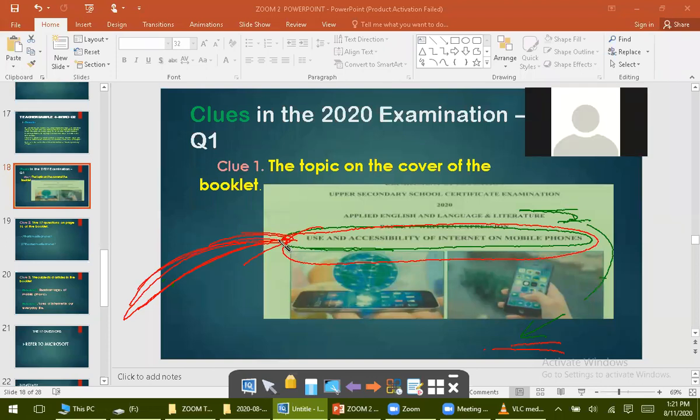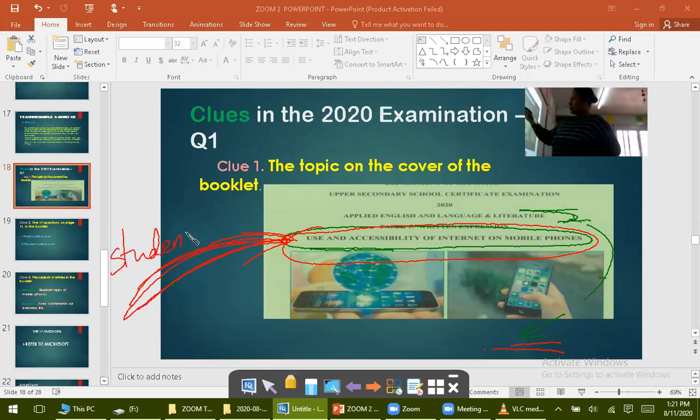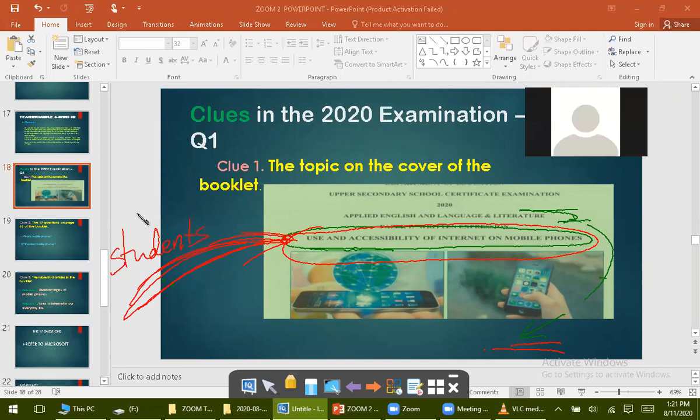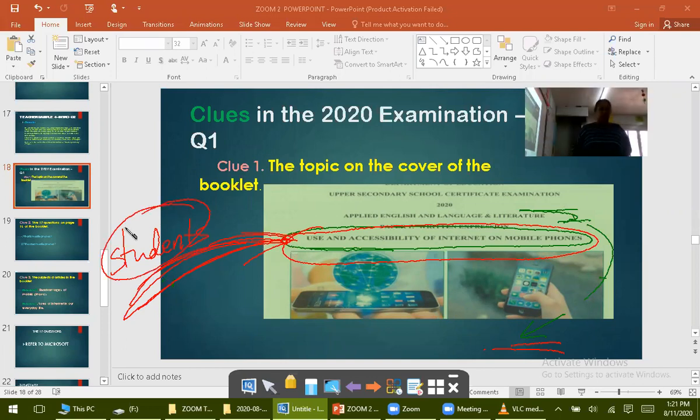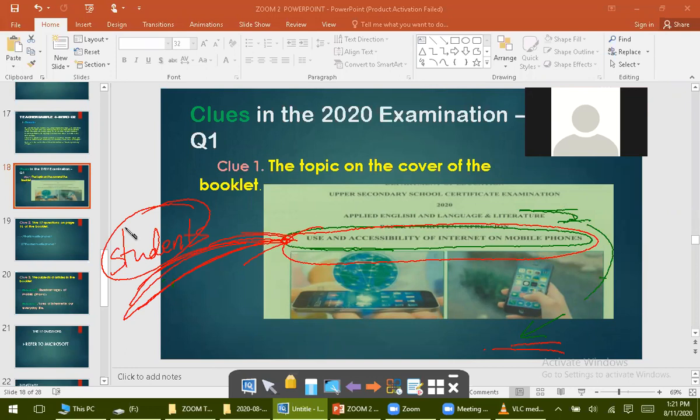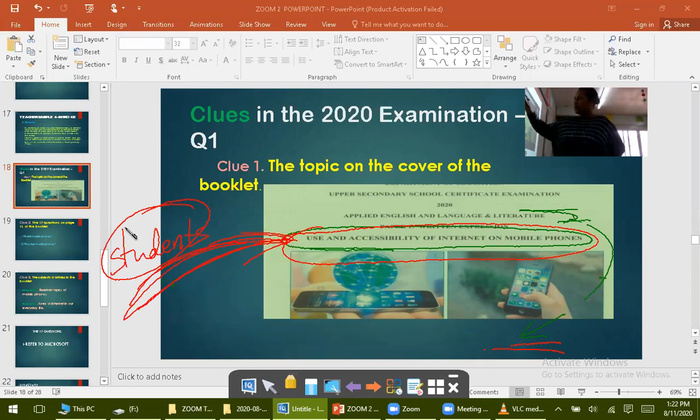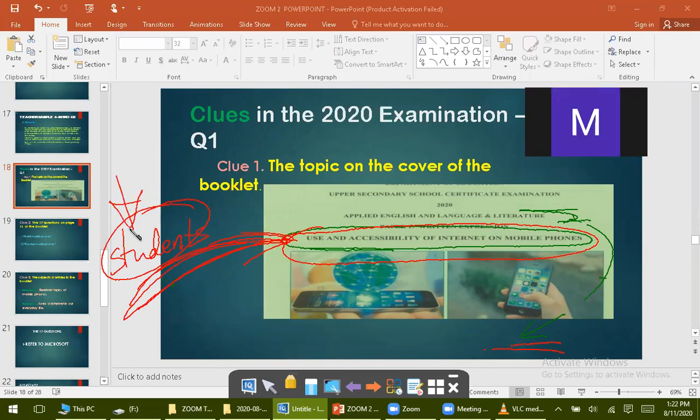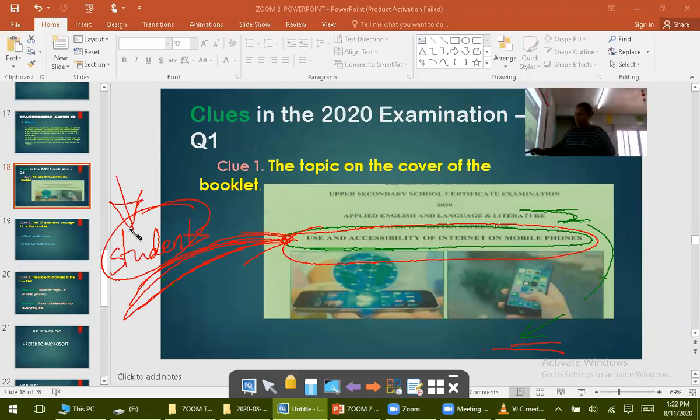The youth, the students, the teenagers, the youthful population. If you are a teenager and you are out on the street, is there any restriction as to whether you should use the mobile phone or not? No, there is no. So a particular group of teenagers, which is called students. All right? So this is one clue, all right?